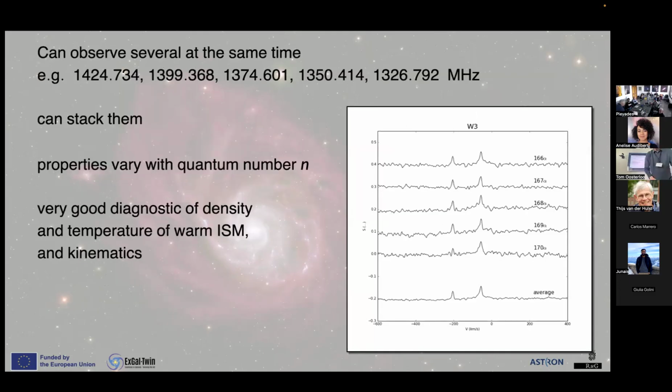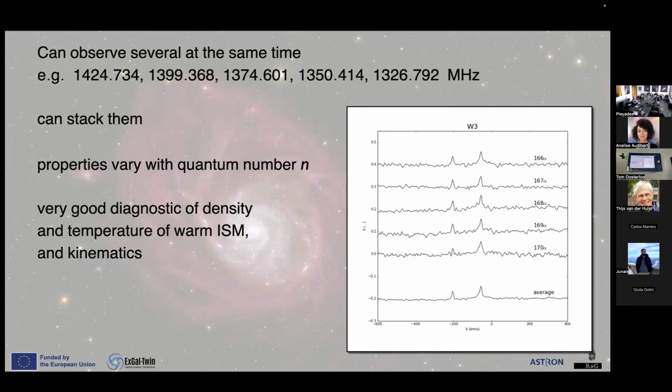And one of the few things is that there is a very large number of them. These are observations we did with Westerbork of a certain bandwidth. This is 166, 167, 168, 169, 170 alpha. If your observing band is broad enough, you can detect all of them, because they occur every 24 megahertz. And you can stack them. So this is then the average.